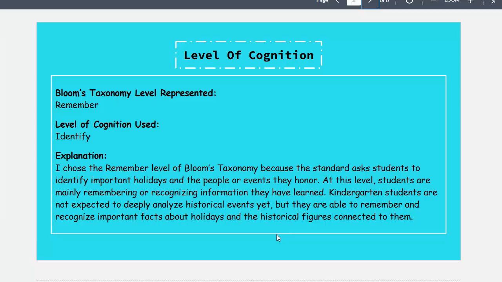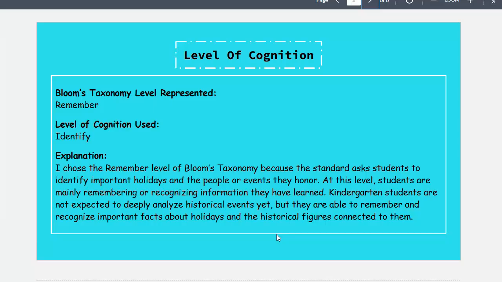And I love this point that she makes here. Kindergarten students are not expected to deeply analyze historical events yet, but they are able to remember and recognize. Wow, okay, so that actually makes me think that this is a really accurate level of cognition, because that's a really great point. And like I said in my other review, I did kind of struggle with the iPedagogy wheel and some of the Bloom's taxonomy because of the kindergarten age level, because they are so young.